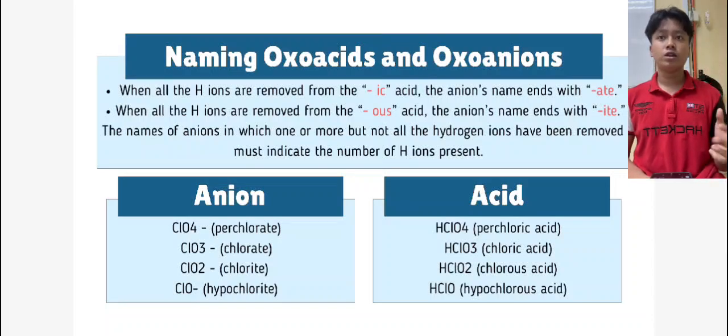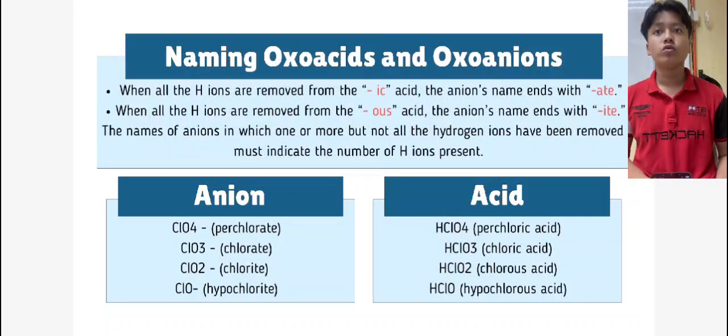As for anions, ClO4 is perchlorate, ClO3 is chlorate, ClO2 is chlorite, and ClO is hypochlorite.